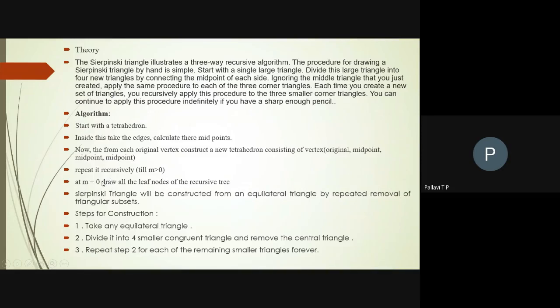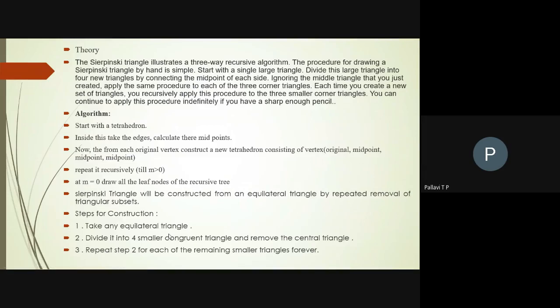I'll explain what this m equals 0 is. The Sierpinski triangle will be constructed from an equilateral triangle by repeated removal of triangular subsets. So we need to take care of some steps to construct the triangle. Take any equilateral triangle, as I told you, the tetrahedron. We just mention that as a tetrahedron.